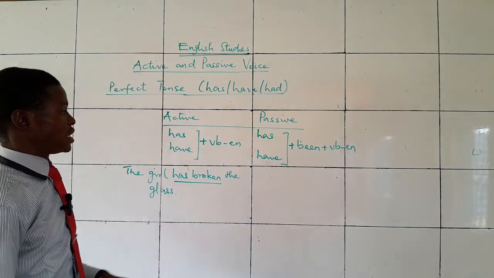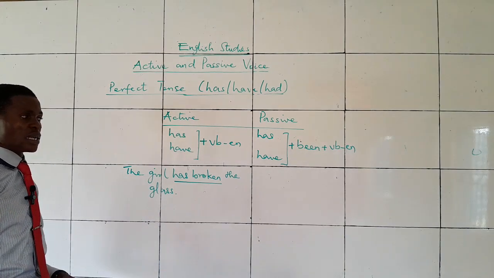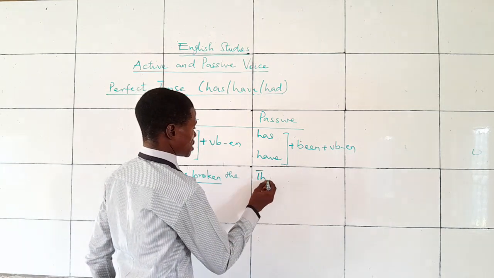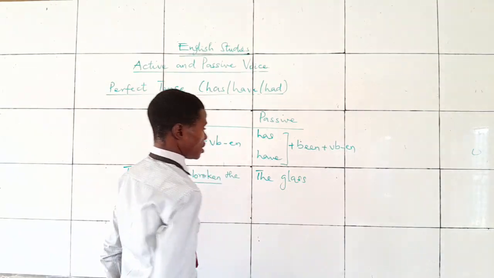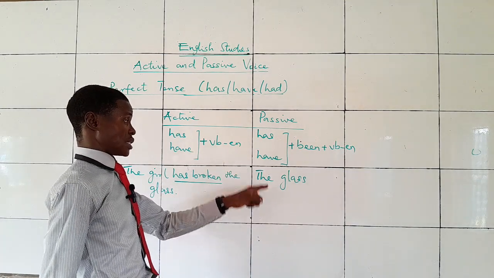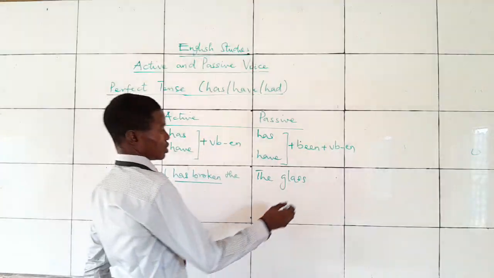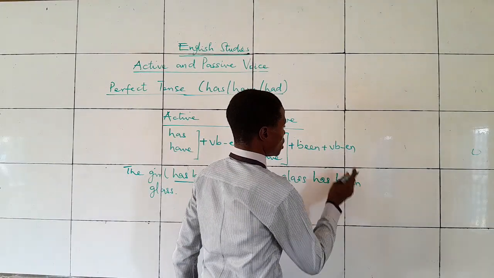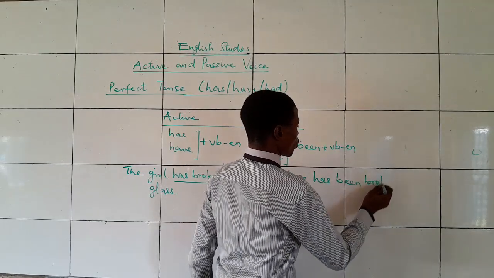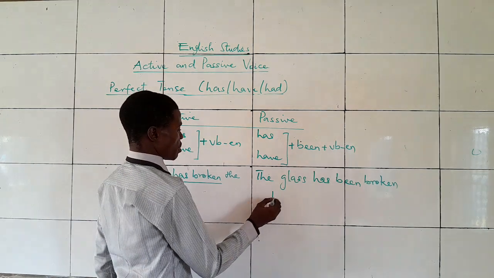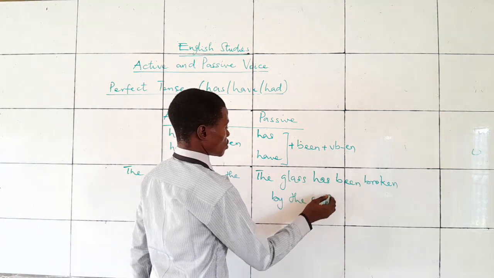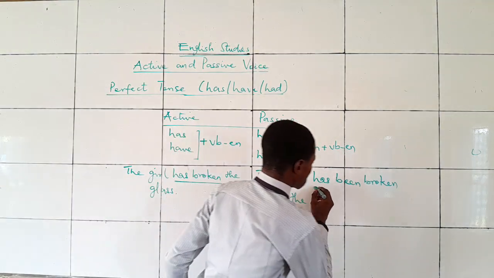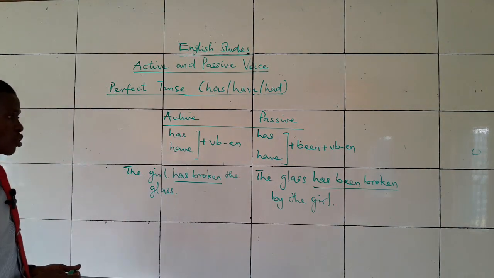Now, having it this way, it is very simple. We can now have our answer from this. The girl has broken the glass. It can basically change to the glass, singular or plural. Say singular. Therefore, you still have to repeat has, then been, the verb en, broken. By whom? By the girl. Full stop. The glass has been broken by the girl will be our passive form of the girl has broken the glass.